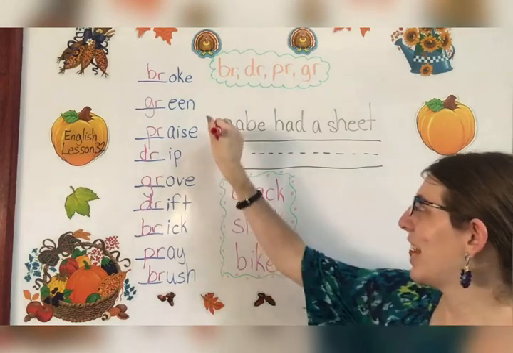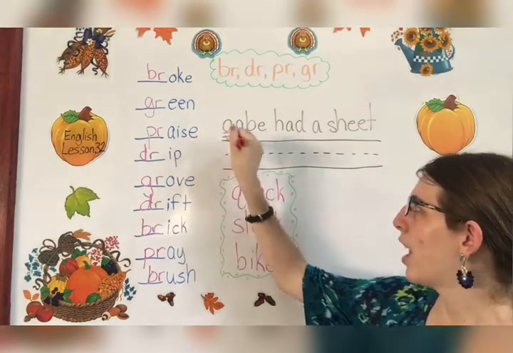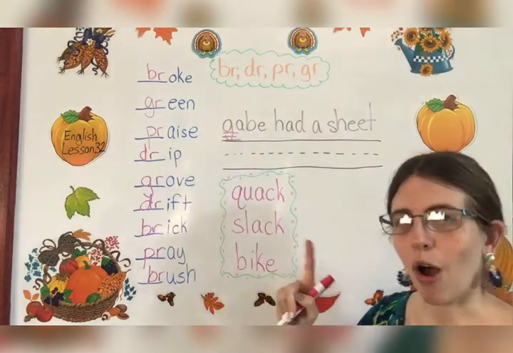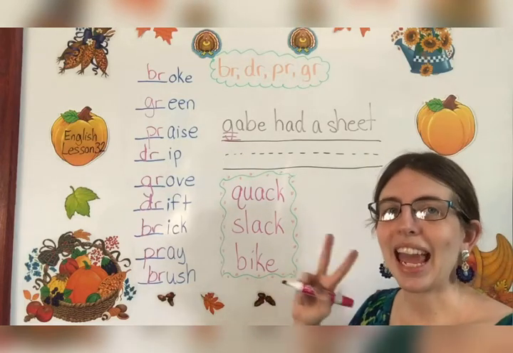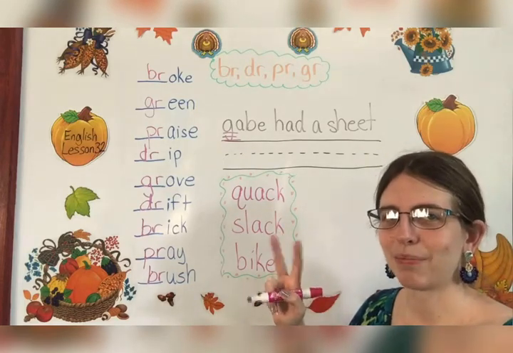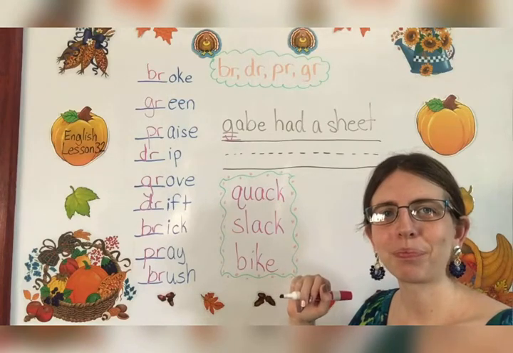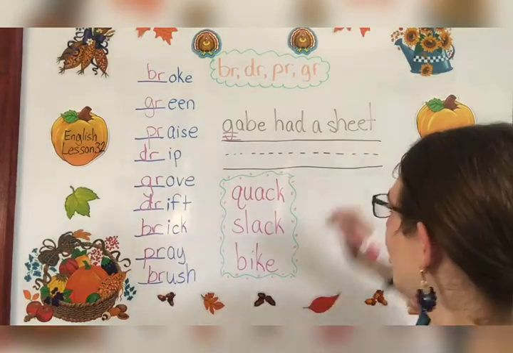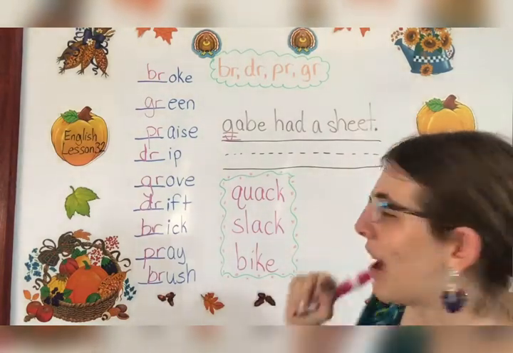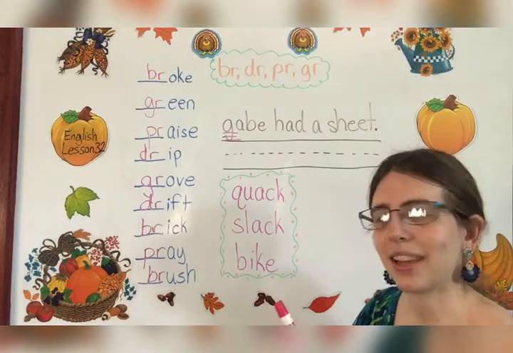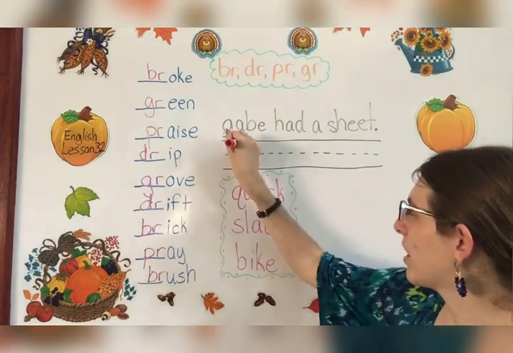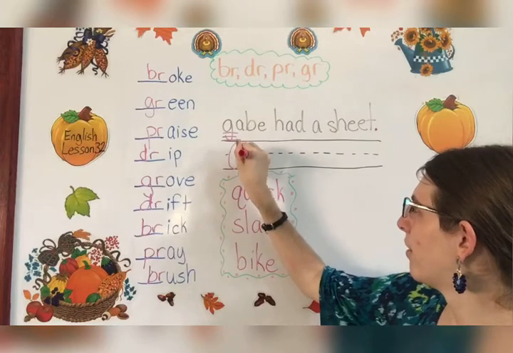The G in Gabe for 2 reasons. Because it's his name, and we always capitalize people's names, and because it starts the sentence. Where does our punto go? After sheet. Very good. So now I'm going to rewrite it correctly. So I'm going to rewrite it with Gabe, a capital G.